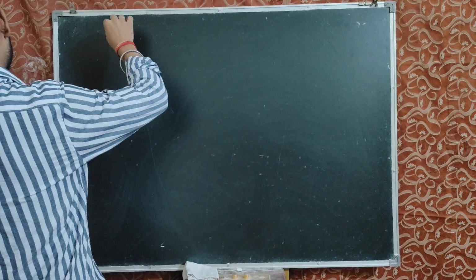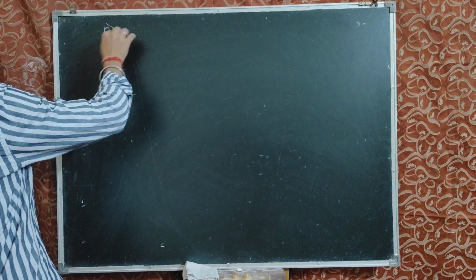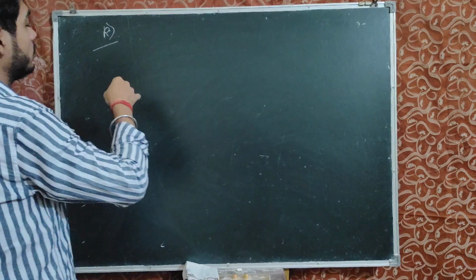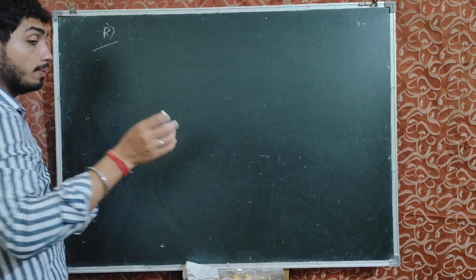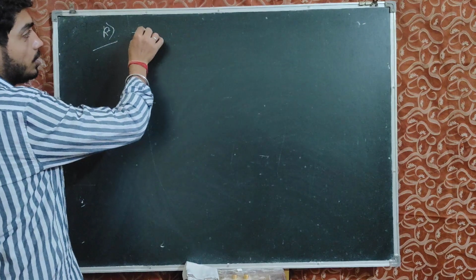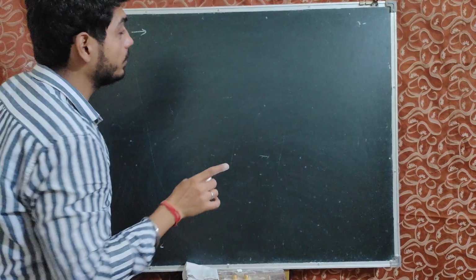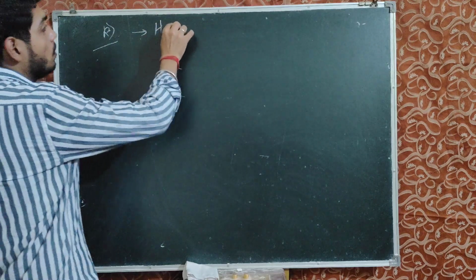What are free radicals? Give any two examples. Free radicals, I've already told, I'm not going into very detail. Free radicals are the species which are formed by the homolytic fission of a covalent bond.